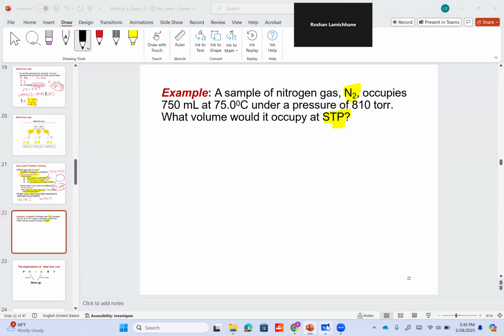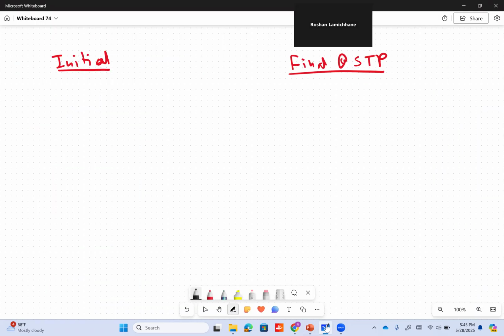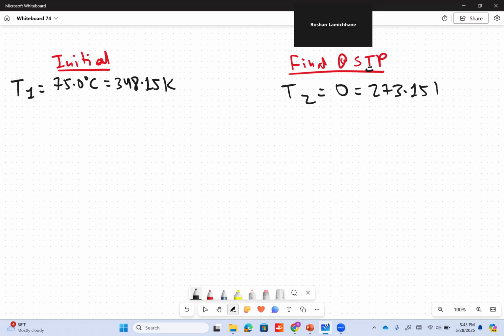Now, all I do is write down everything that I know. For my initial condition, I know that my temperature is 75 degrees Celsius. Change that to Kelvin, you're going to end up with 348.15 Kelvin. At STP, my temperature is 0 degrees Celsius, which is equivalent to 273.15 Kelvin.